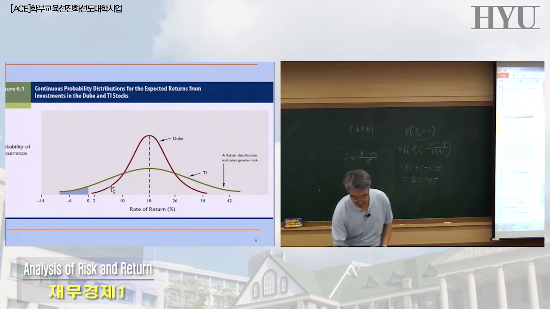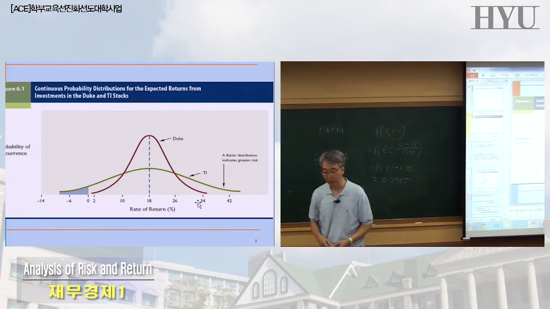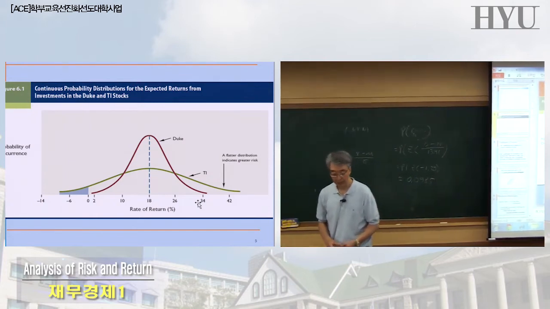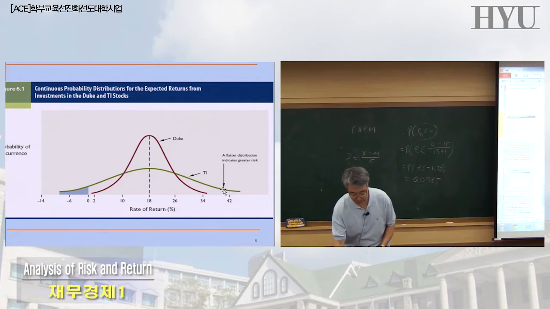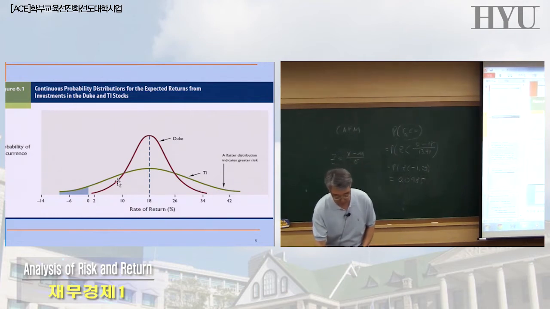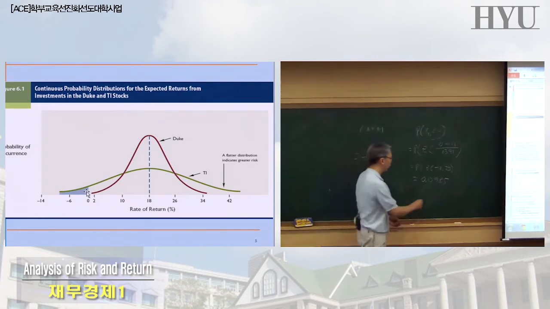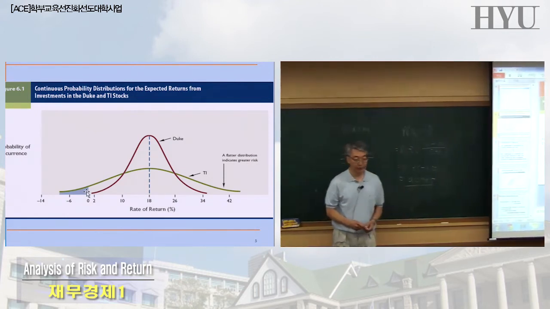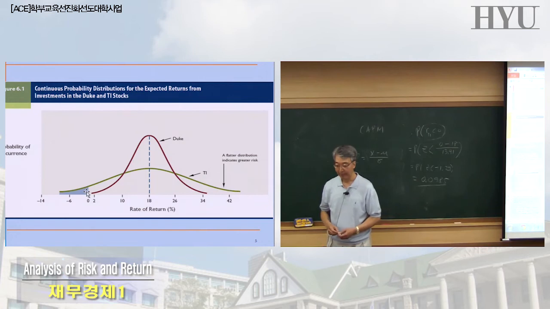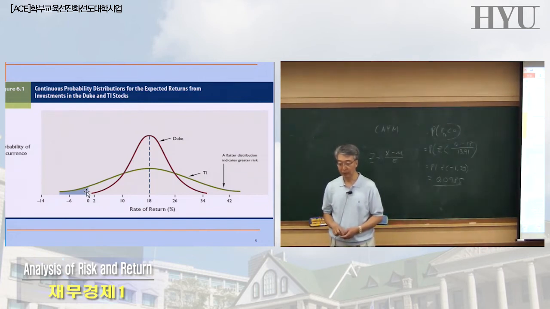Well, you know the total area under the curve is what? 1, right? That's because we're talking about a probability distribution. And this is what we call the probability density function, right? So the total area under the probability density function is always 1. And we just found out that this blue shaded area is 0.0985. So what is your conclusion? What does that mean? What's the story? If you invest your money in TI stocks?